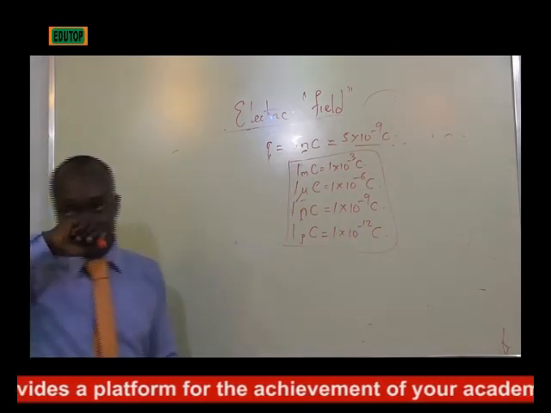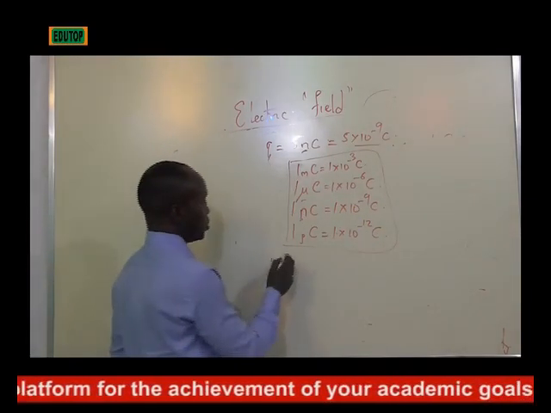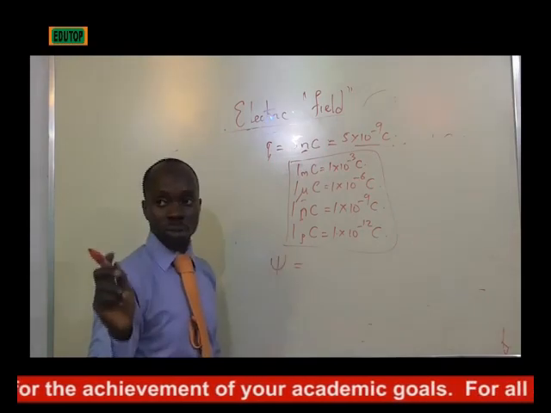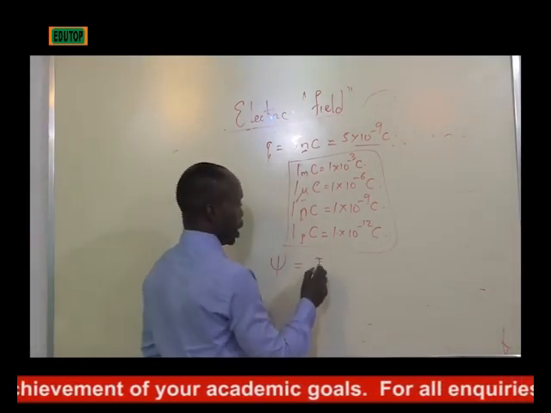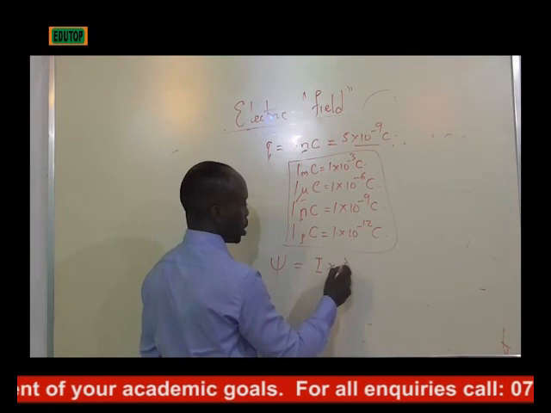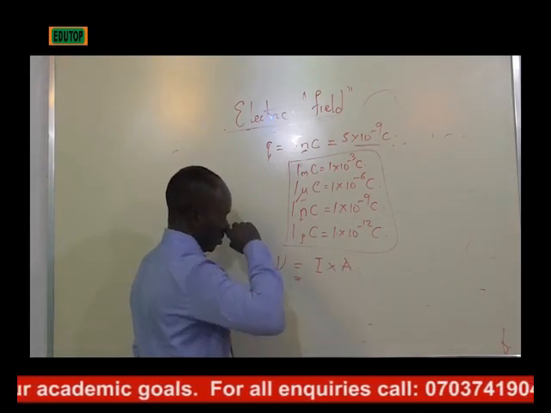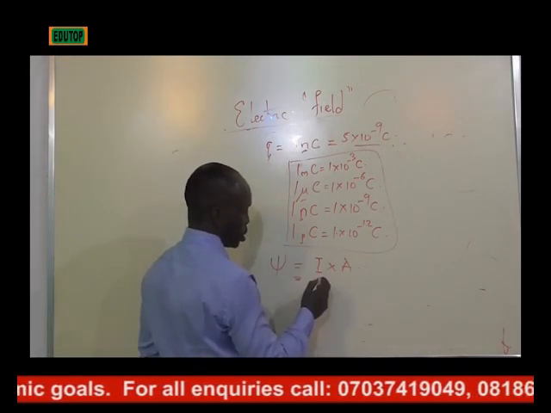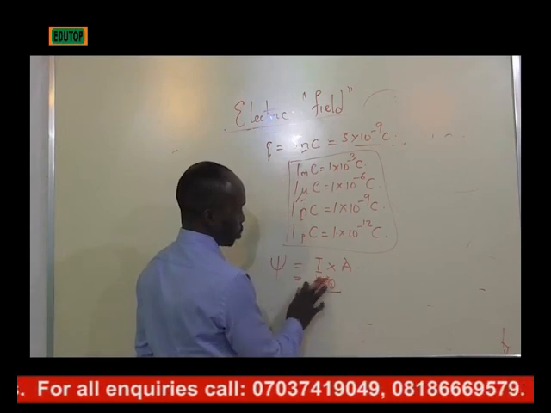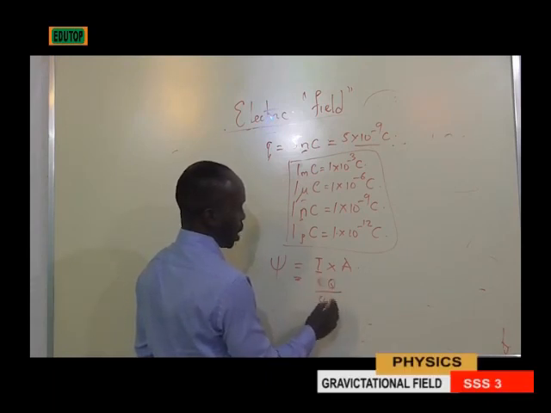So we have been given our Q. For you to obtain your electric field flux, it is the I times your cross-sectional area. So our I is what? Not KQ, but Q over 4 pi E naught.